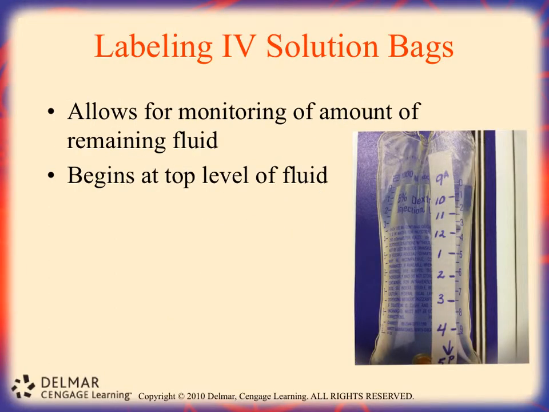Now the next section in your book is labeling IV solution bags, and it's labeling it in reference to when it will be completed according to the rate that it's running at. You note that the calibrations on the IV bag are not all the same width. Why is that? Well, gravity and pressure. You can see here that this area right here is wider than, say, this area up there. The reason for that is gravity and pressure of the fluid are going to force more fluid to the bottom, so the calibrations are wider at the bottom.